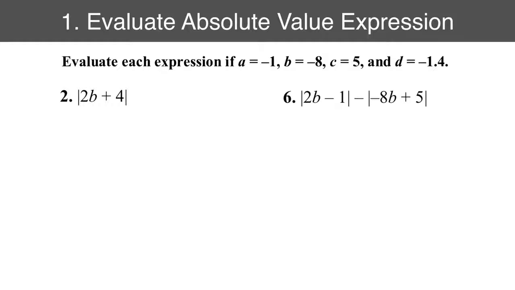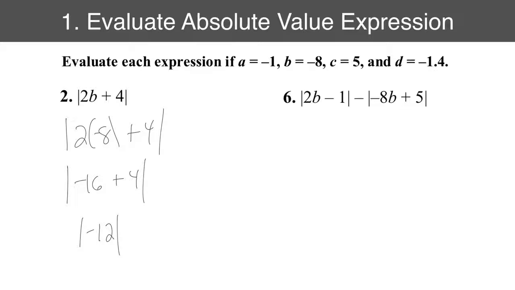So let's take a look at it. We have the absolute value of 2b, so b is -8 and then plus 4. So then we start with our order of operations. So we're going to do our multiplication first. So 2 times -8 would be -16, and then plus 4. And then we do -16 plus 4, and we get the absolute value of -12.